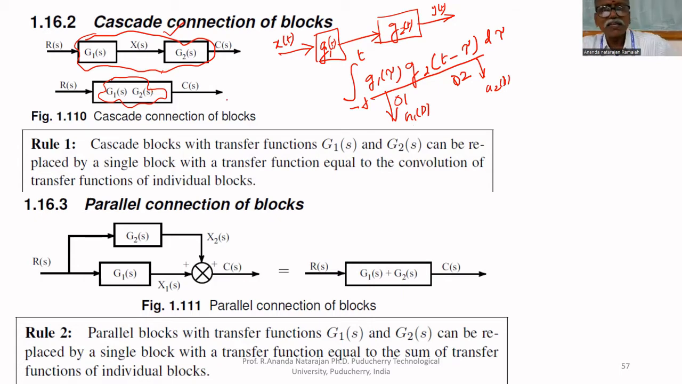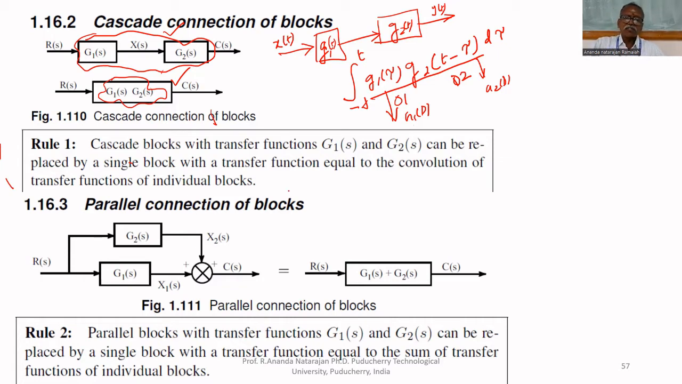So convolution in time domain is multiplication in frequency domain. The converse is also true: convolution in frequency domain is multiplication in time domain. We already studied that. That's why multiplication is simple, while finding convolution in time domain is difficult. That is one of the reasons the systems are represented in frequency domain. So if two systems are cascaded and represented in frequency domain, to find the overall system we can simply multiply the two blocks. That is the first rule.